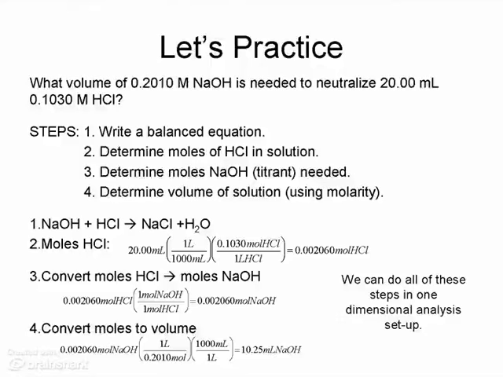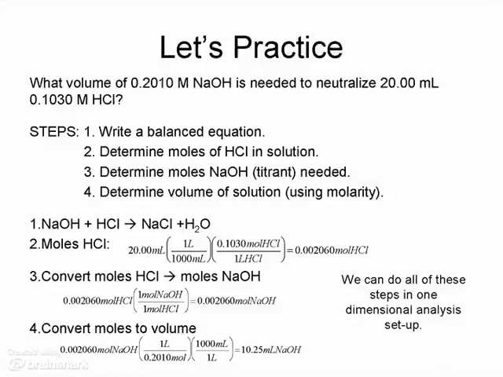So the question is, what volume of 0.2010 molar sodium hydroxide is needed to neutralize 20.00 milliliters of 0.1030 molar HCl? So there are 4 steps to solving titration problems. The first is that we want to write a balanced equation to figure out the mole ratios of reactants in the problem.